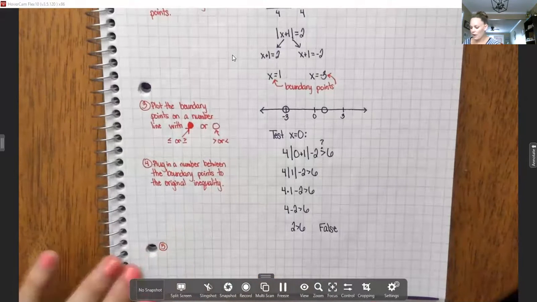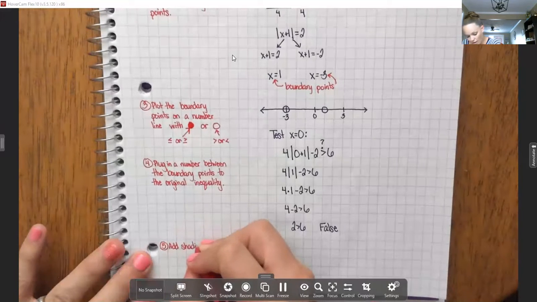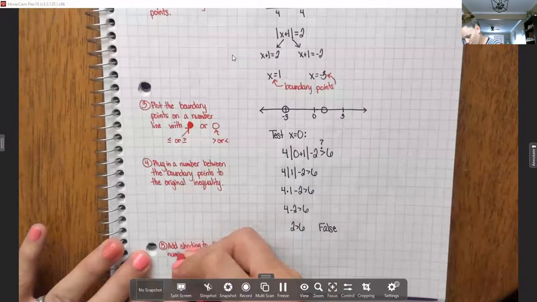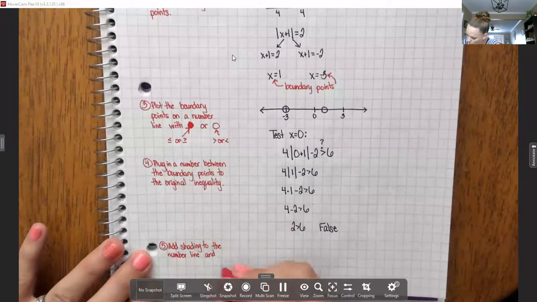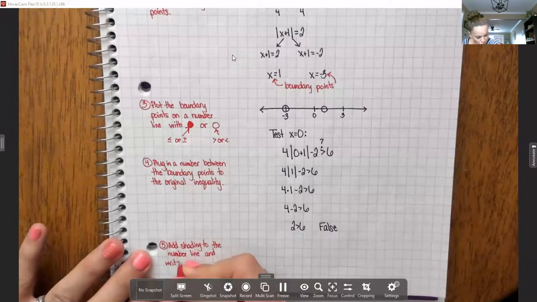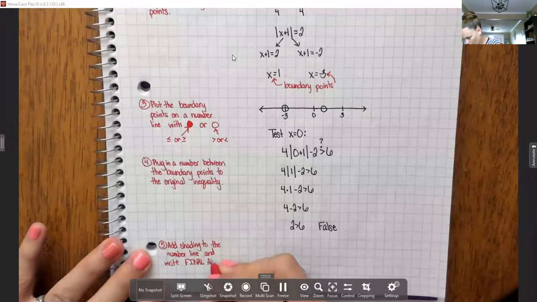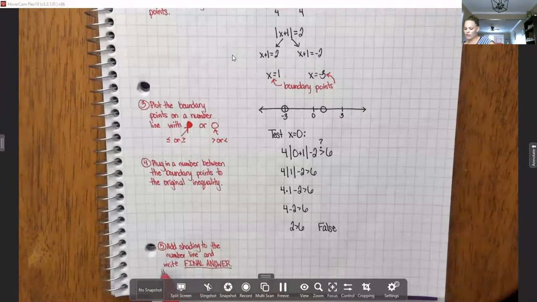So our last step after we test a point is add shading to the number line and write your final answer. So I'm putting that in all caps and underlining it because this part is often missed. People often will just add their shading to their number line and then forget to write your answer. Your answer should be inequalities.